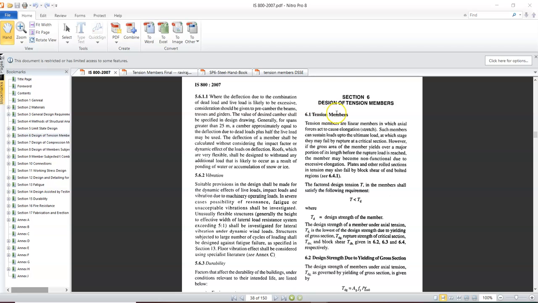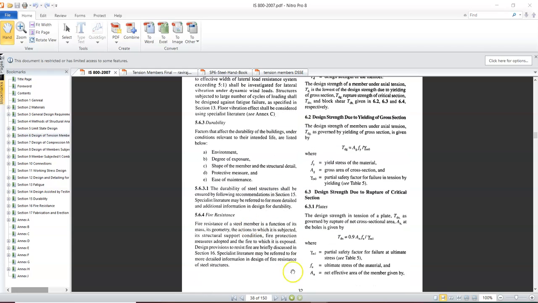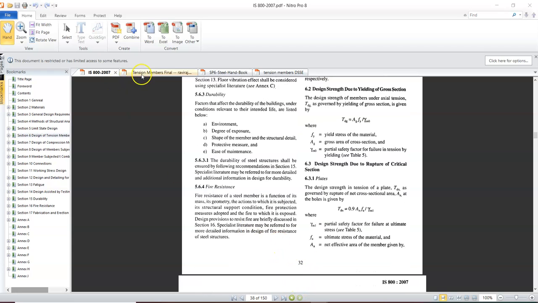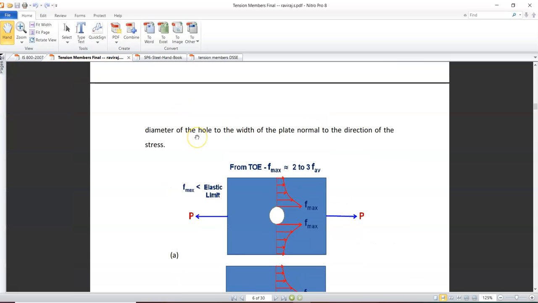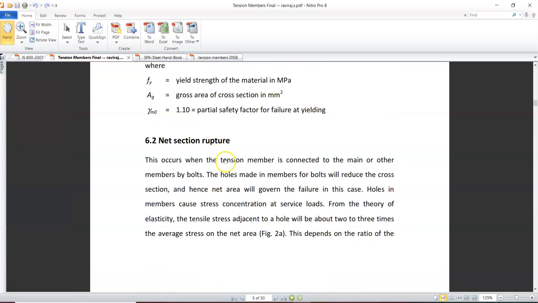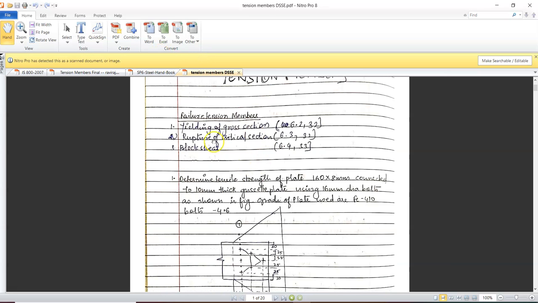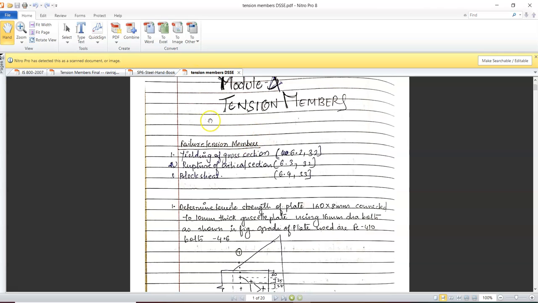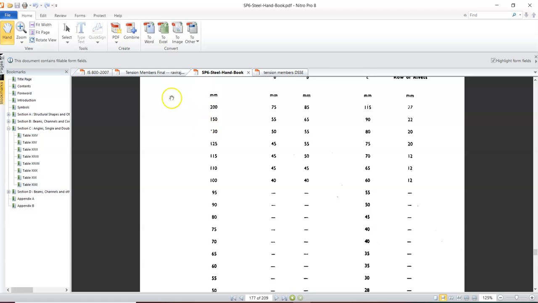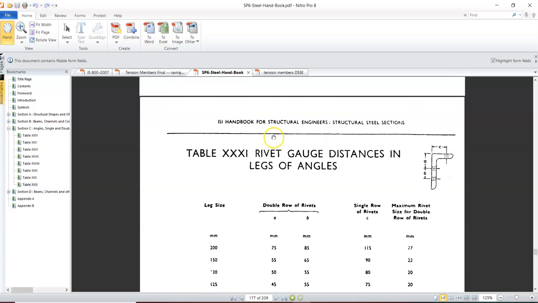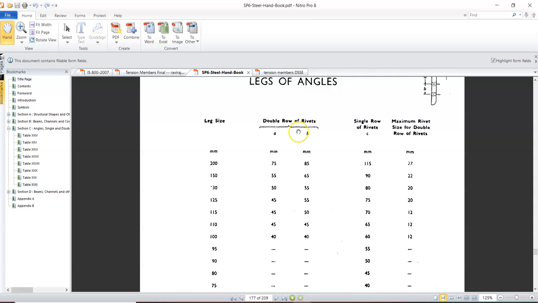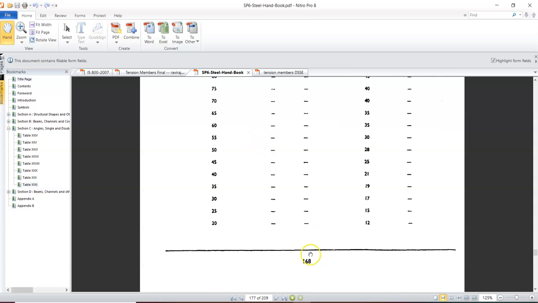All of you have to refer to IS 800, clause number 6, page number 32, as well as the notes from Ravi Raj, which will be circulated through WhatsApp, and also the handwritten notes, tension member DSSE, which will also be circulated through WhatsApp, and the SP6 handbook, SP6, page number 168.